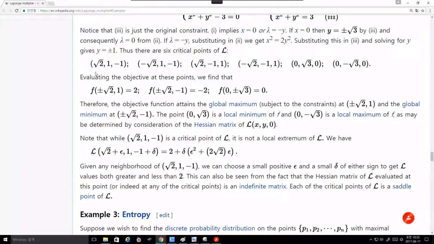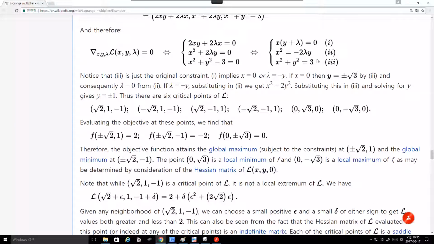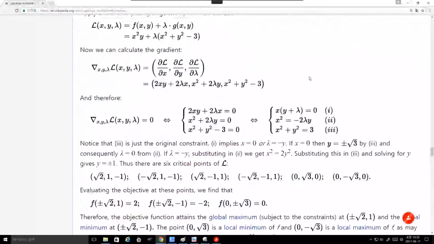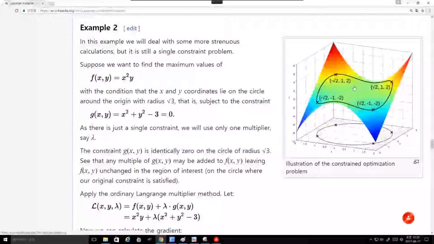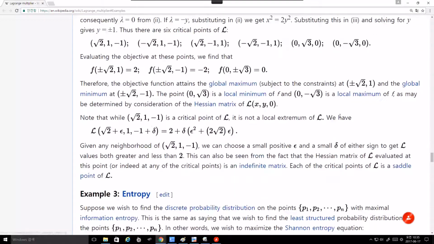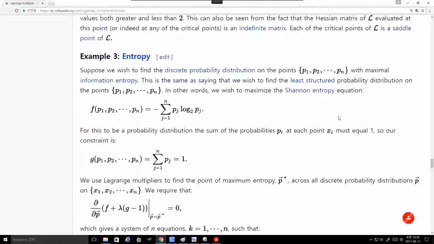It is neither maximum nor minimum. This point solves the equations, but it is neither maximum nor minimum. They are saddle points. The saddle point should be somewhere around here, I think. In this direction it is increasing. I don't know exactly, but it should be around here.